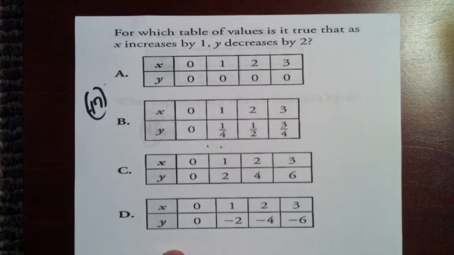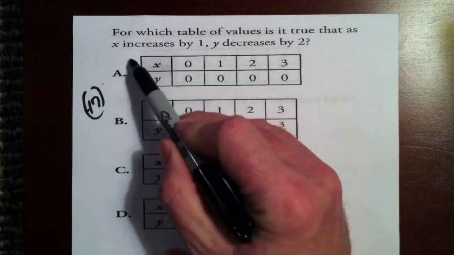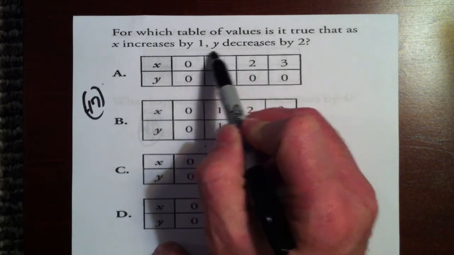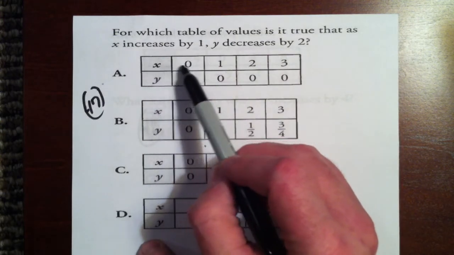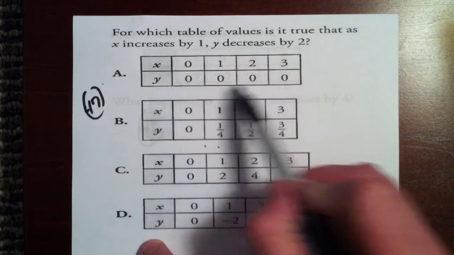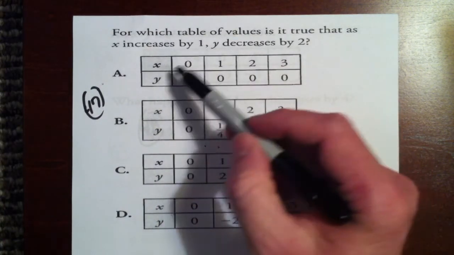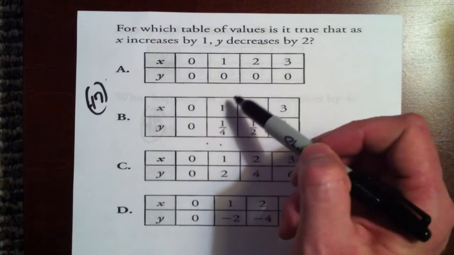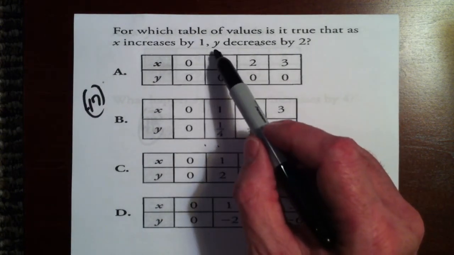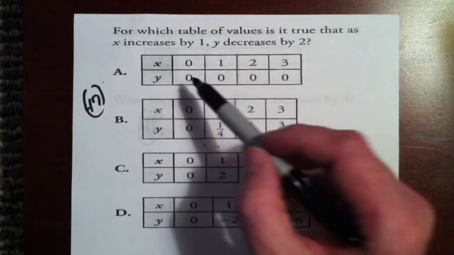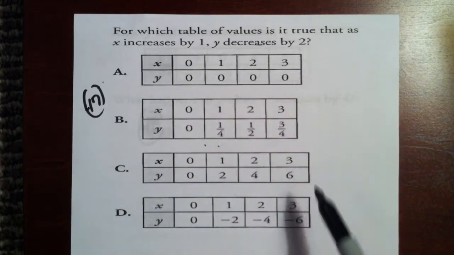Now, for which table of values is it true that as x increases by 1, y decreases by 2? We're asking you to make a comparison. So as x is doing something, y is doing what? And in this case it's asking us which one of these choices, as x is increasing by 1, and we can see in all choices x is increasing by 1 in every one of them, what is happening, or y is decreasing by 2? So all these are going up by 1. Which one of these basically says y is decreasing by 2?